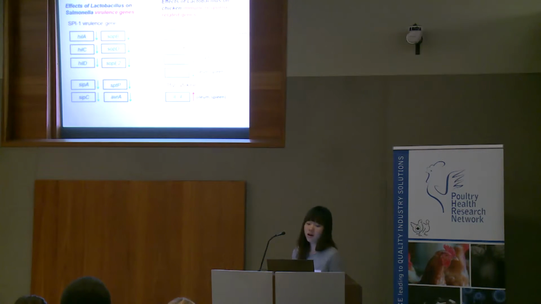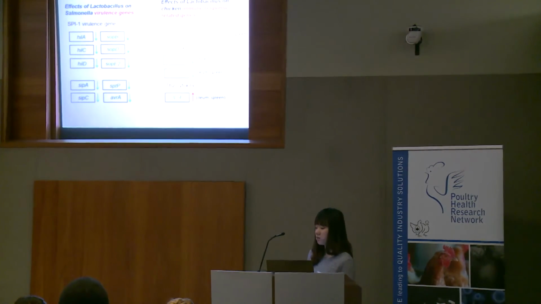Those are the results. Firstly, we found that the Lactobacillus treatment did not reduce Salmonella counts in cecal digesta, but it attenuated infection to the chicken liver and the spleen. And then we looked at the effects of Lactobacillus on Salmonella itself, the SPI1 virulence genes. Interestingly, we found that 10 genes were downregulated by the Lactobacillus treatment.